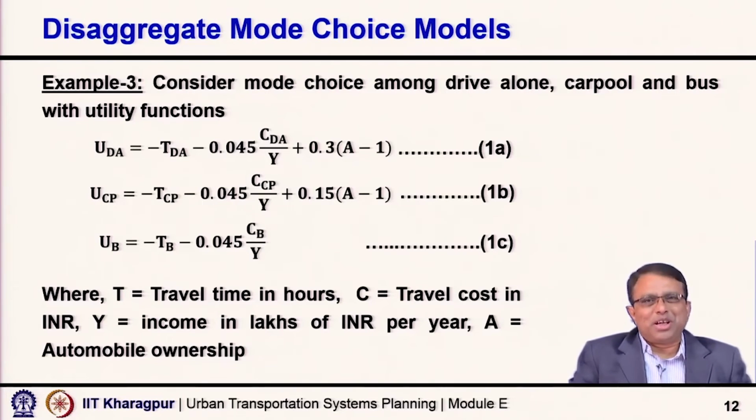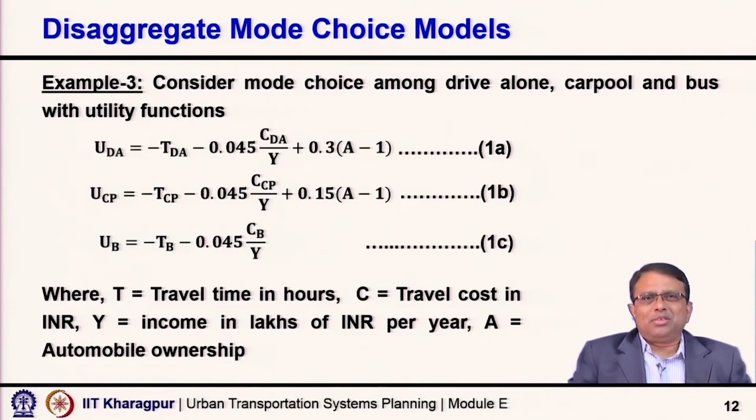Always we are talking about drive alone, carpool and bus, just to keep the context very, very easy, and you can compare across different examples. Now, let us see this three utility equation I have given. Here you can see we are considering travel time, travel cost, income, and we are also considering car ownership data, right.